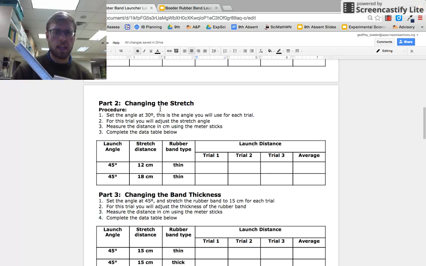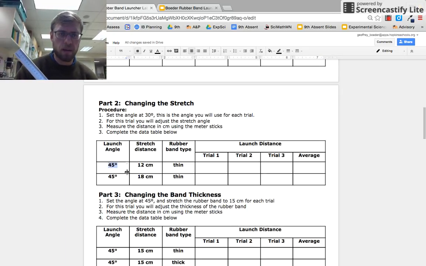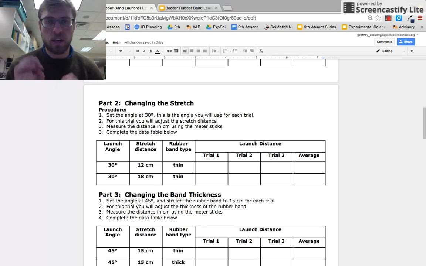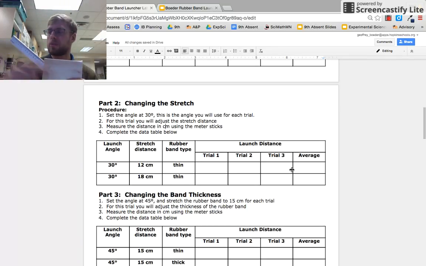I'm going to have you actually set the angle to 30 degrees. It might say 45 right here, but let's change that. I got a couple changes to make here. Change those to 30 degrees. Also, you're going to need to change instruction number 2 here. For this trial, you will adjust the stretch distance. You're changing the stretch distance, not the stretch angle. Also, that's step number 4. Sorry. You're going to measure the distance in centimeters again, using the meter sticks, and then complete your data table. Trial 1, 2, 3. Just a pro tip as you go through here. Set the angle. Do trial 1, trial 2, trial 3, okay? Don't adjust the angle in between each trial.